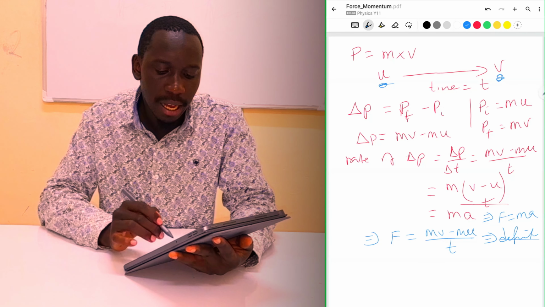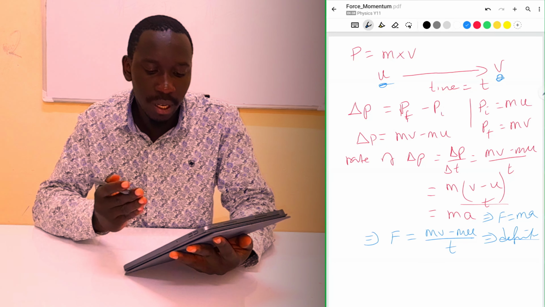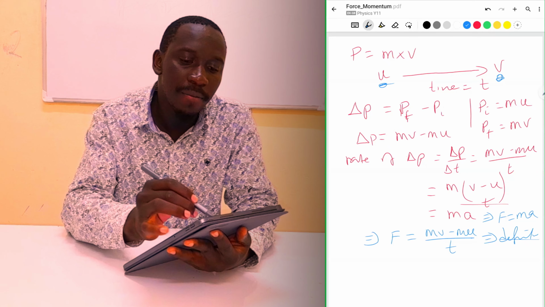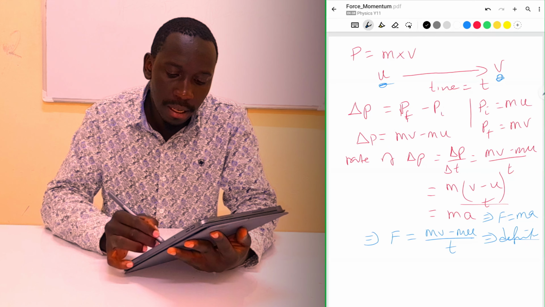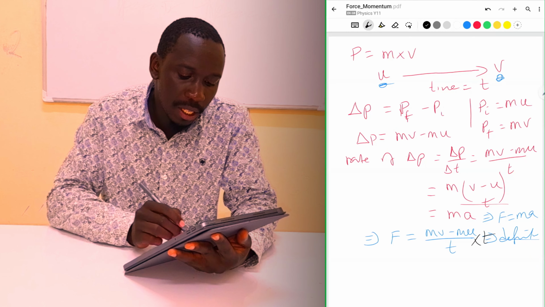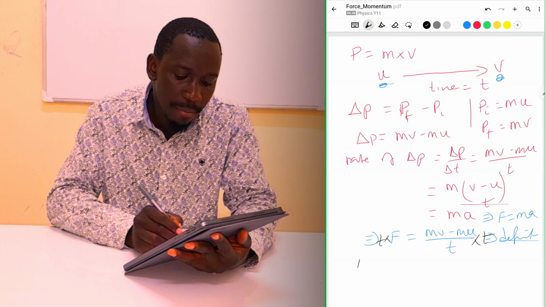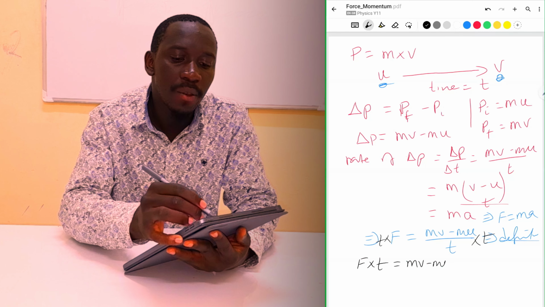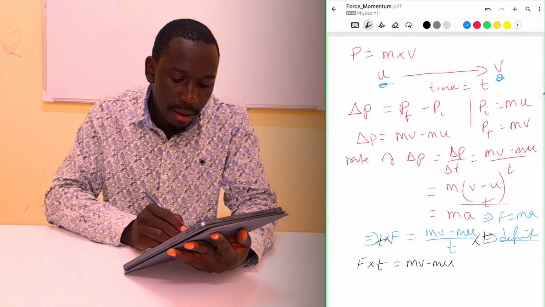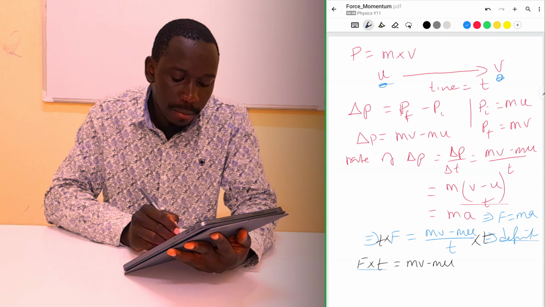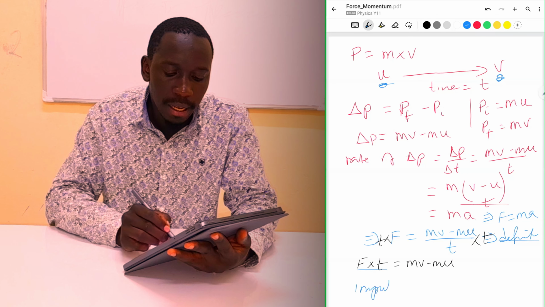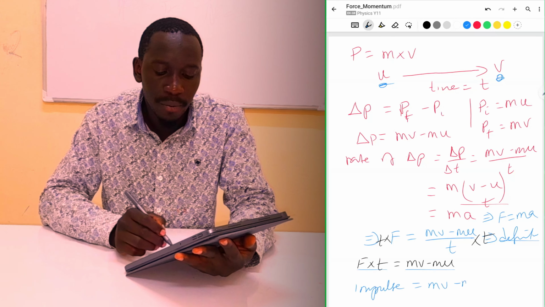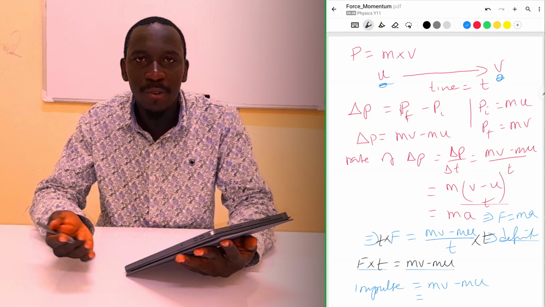So this is how force relates to momentum, and to be specific, change in momentum. If I multiply both sides by t, I will have force times time, which is equal to mv minus mu. You can see clearly that this force times time is called impulse, which is equal to mv minus mu.